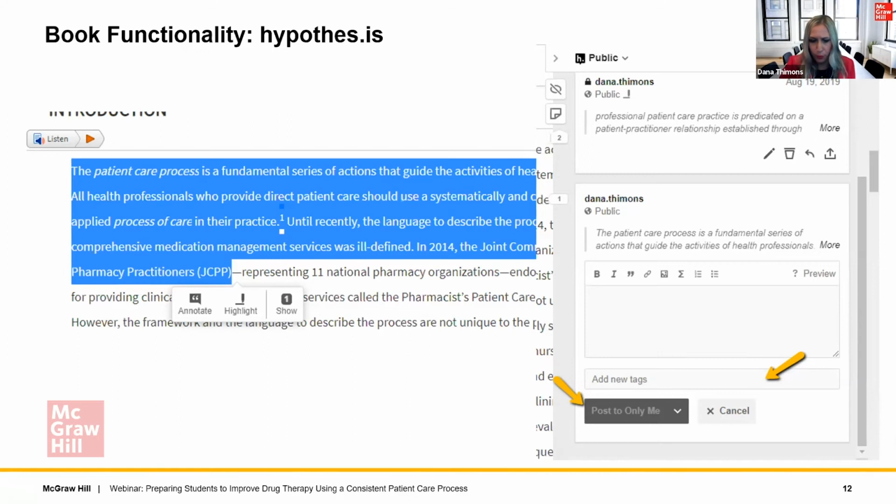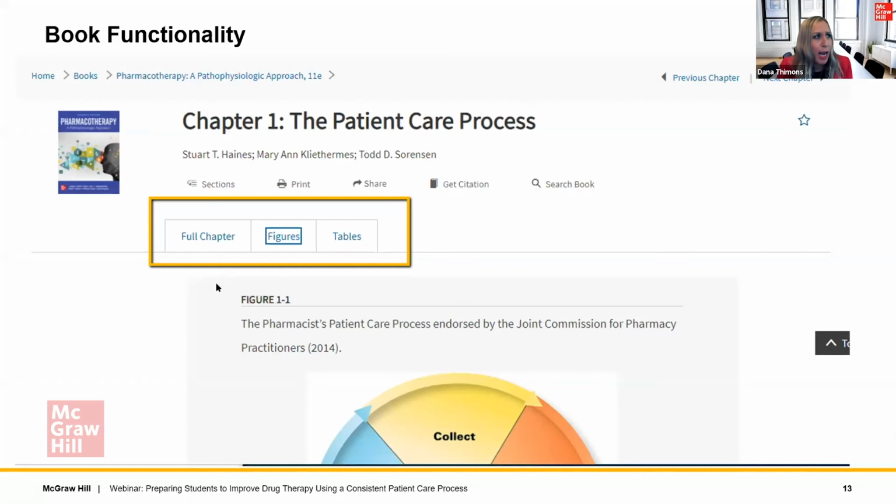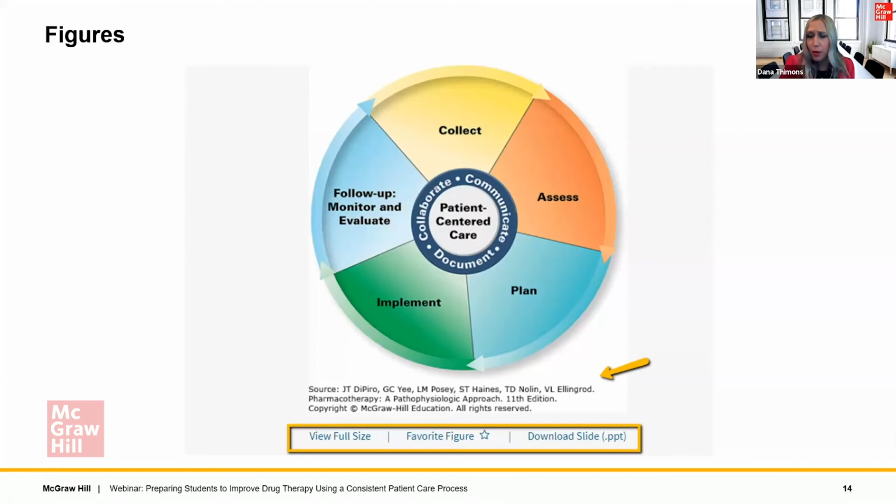Within each one of the chapters, you'll find a tab that shows the full chapter with all of the content. If you only want to view the figures or tables, you can click on that particular tab. The figures are licensed for educational use, so you can download them and use them in your classroom presentations. The source attribution is already included. You can see that here on the slide automatically, and you can add these to your favorites. And you also have the ability after, if you view full size, to print the images.